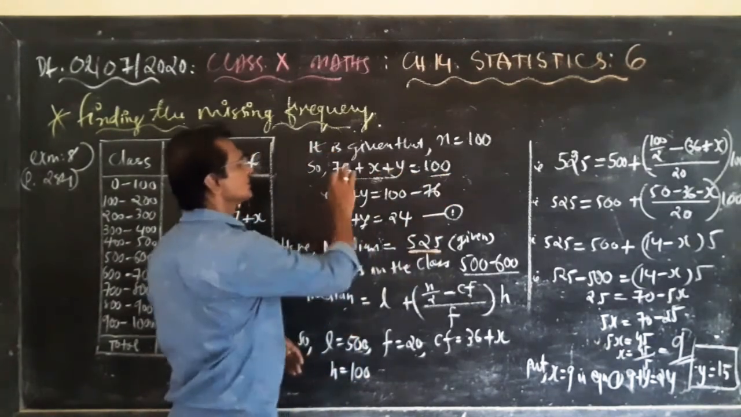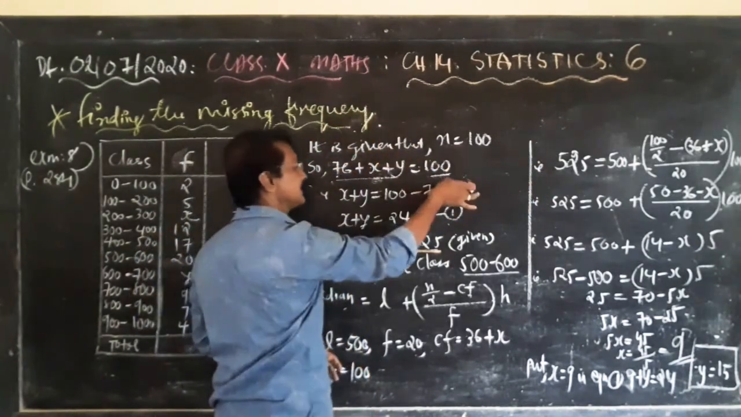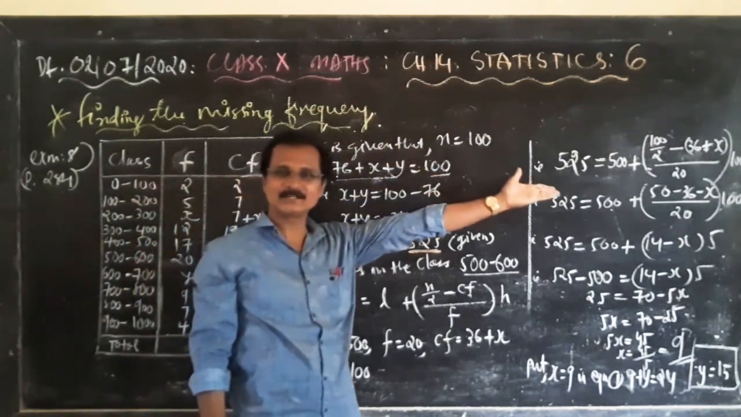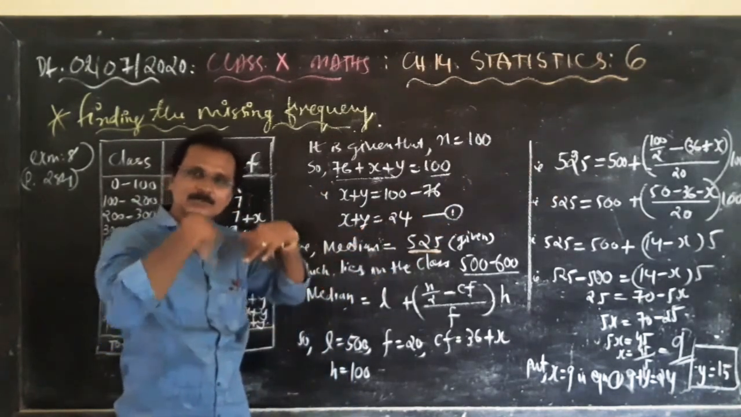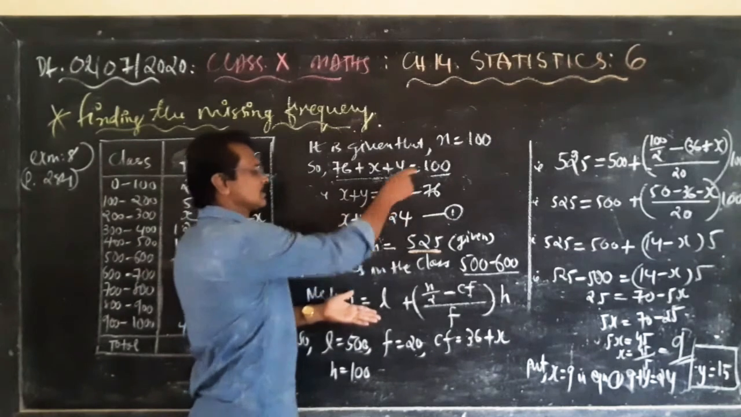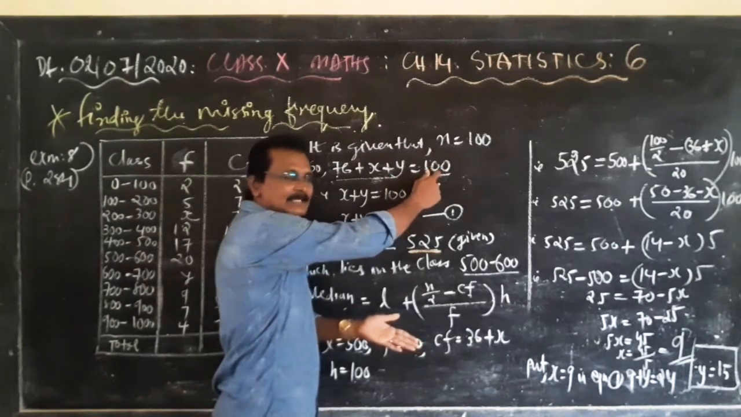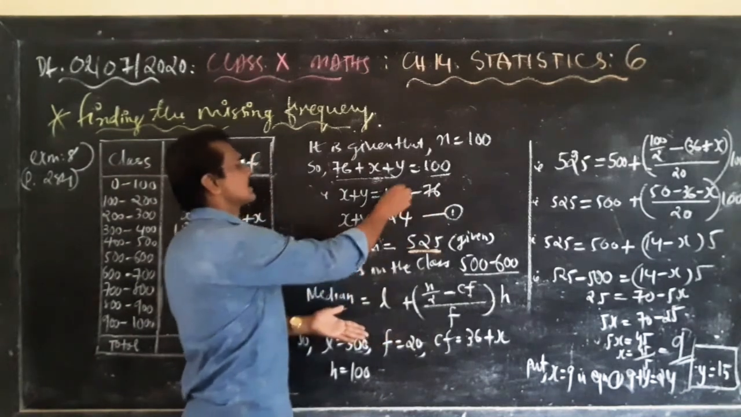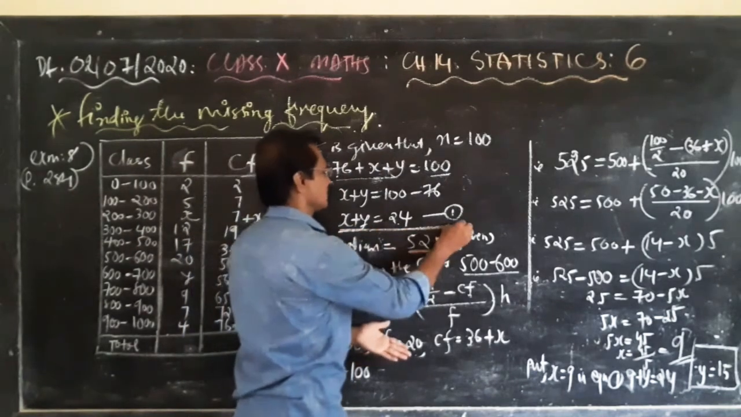Now x plus y equal to, so shift the 76 to the right hand side. X plus y equal to 100 minus 76. When plus 76 is shifted from the left hand side to the right hand side of the equal sign, the plus becomes minus. So x plus y equal to 100 minus 76. You first have to write the 100, then minus 76. So 100 minus 76 is 24. Then you get another equation, x plus y equal to 24.